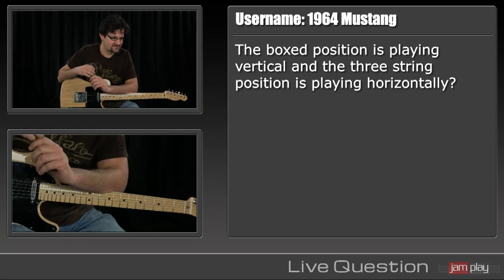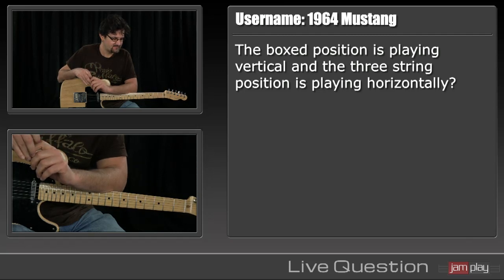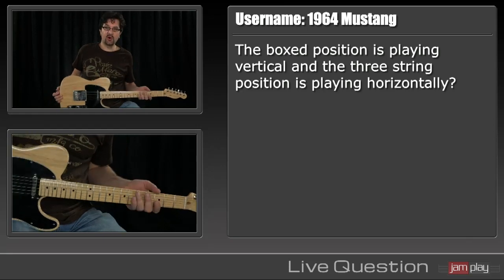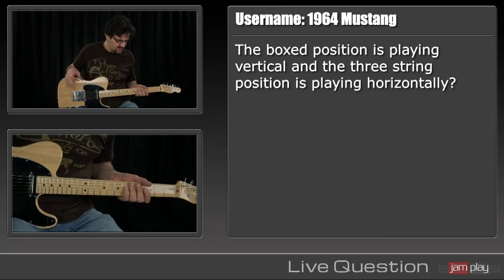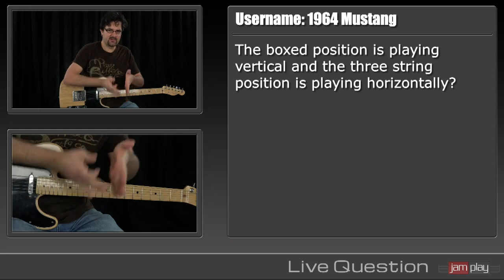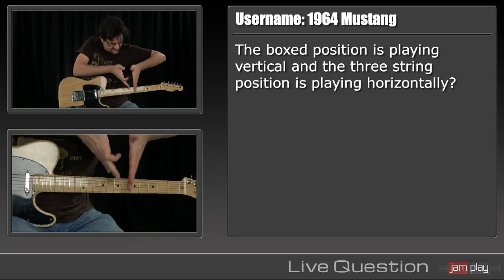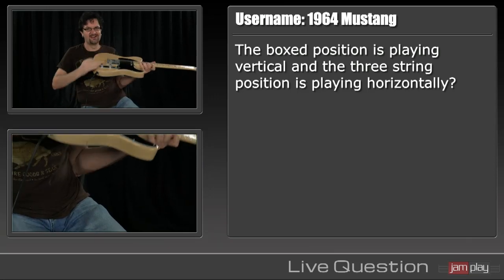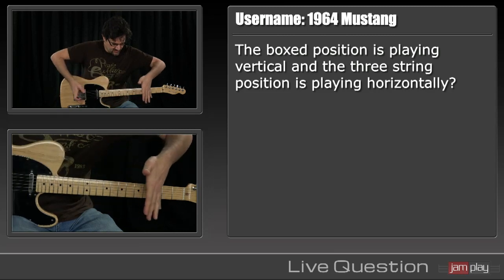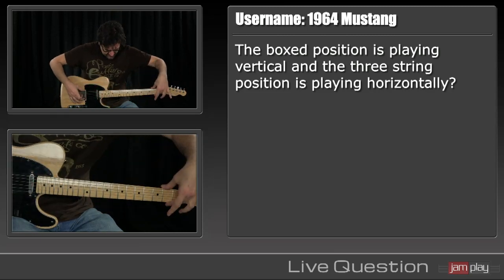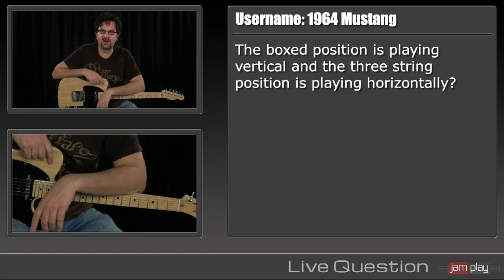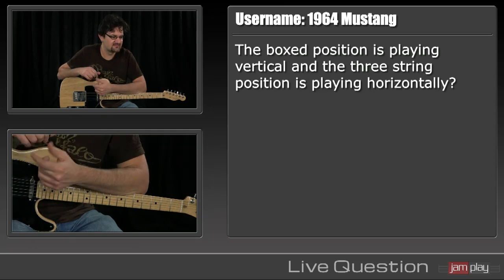Okay, here's one from 1964 Mustang. The boxed position is playing vertical, and the 3-string position is playing horizontally. Yep, exactly. And that's from your perspective when you're looking at your guitar. Vertical would be like this, or kind of like that. Horizontal, like that. If you look at your guitar, that's the horizon over there. So horizontal spans across a wide area of the fretboard, and vertical is a more narrow area of the fretboard.